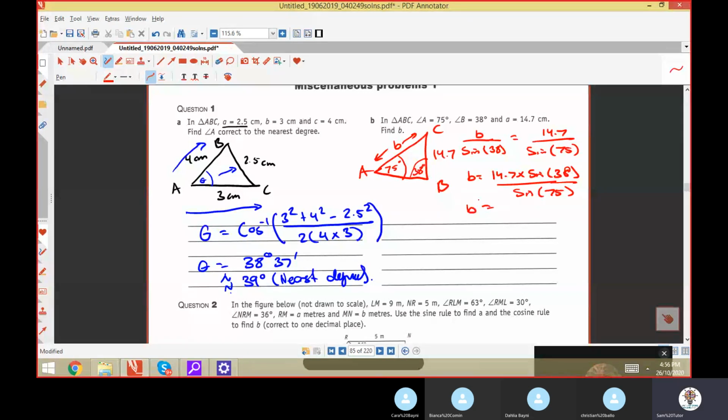And that's it. 14.7 sine 38 over sine 75. Yeah, there we go. 9.36 centimeters. Well, actually, it's rounding up, so it'd be 9.37.